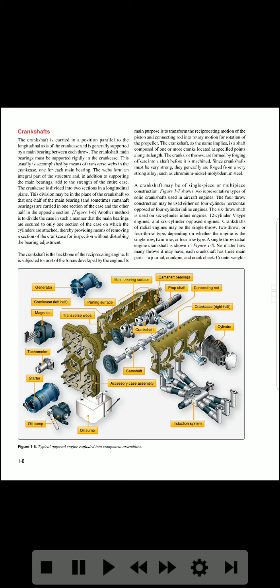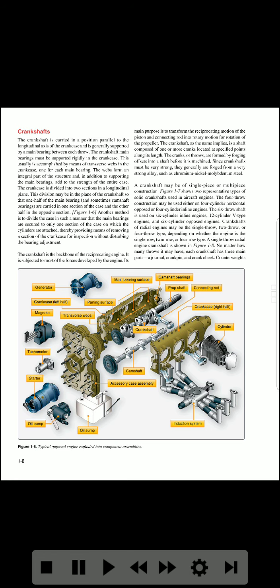Counterweights. Main bearing surface, camshaft bearings, generator, prop shaft, connecting rod, crankcase left half, parting surface, crankcase right half, magneto, transverse webs, crankshaft, cylinder, tachometer, starter, camshaft, accessory case assembly, oil pump, oil sump. Figure 1-6, typical opposed engine exploded into component assemblies.